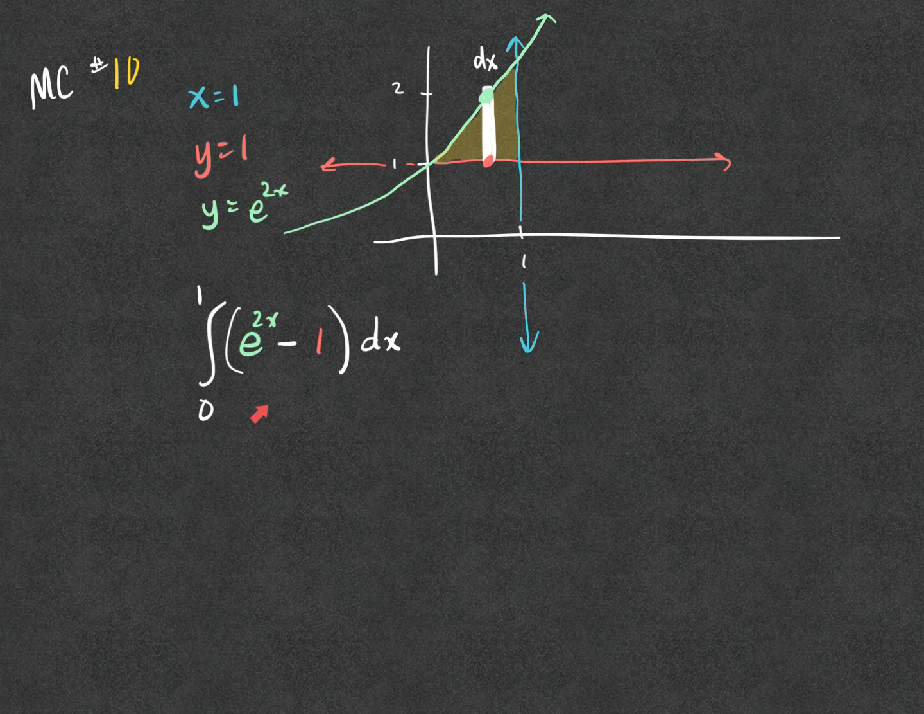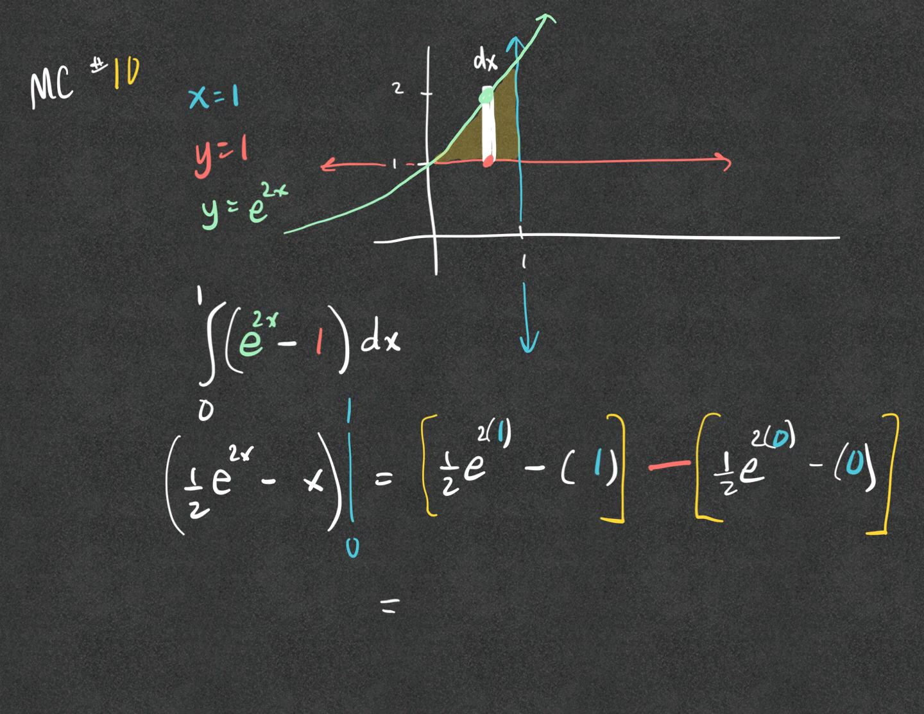Let's go ahead and do that without a calculator. Pretty simple anti-differentiation. And now, using the first fundamental theorem of calculus, we'll evaluate the antiderivative at 1 and at 0 and subtract the 2. So we have e squared over 2 minus 1, minus 1/2 e to the 0, which is just 1/2 times 1, minus 0.